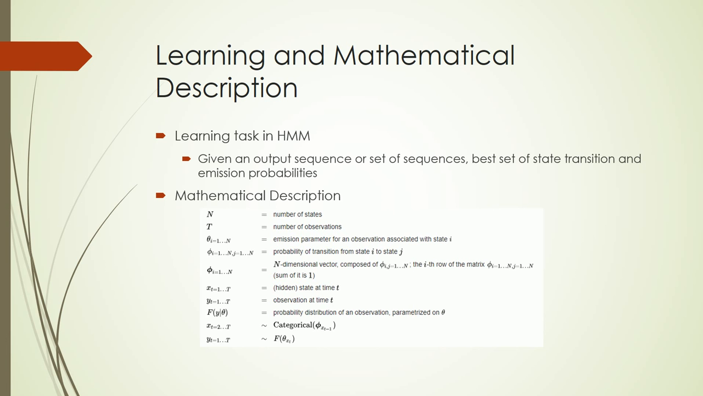x_t for t = 1 to T is the hidden state at time t, and y_t is the observation. So x is the state and y is the observation. X is hidden from us and y is what we see. The function F(y | theta) is the probability distribution of an observation, parameterized on theta. x_t for t = 2 to T is categorical with parameter phi_{x_{t-1}}, and y_t for t = 1 to T is distributed as F(theta_{x_t}).